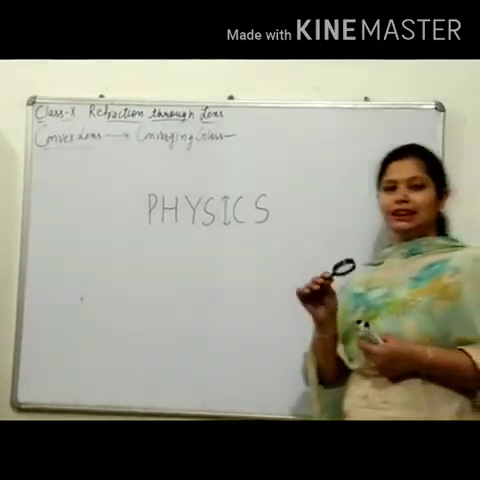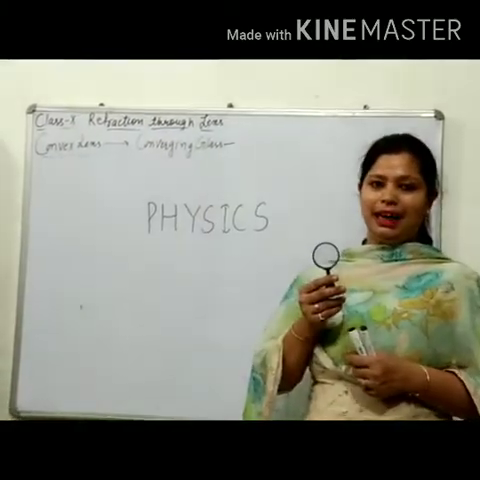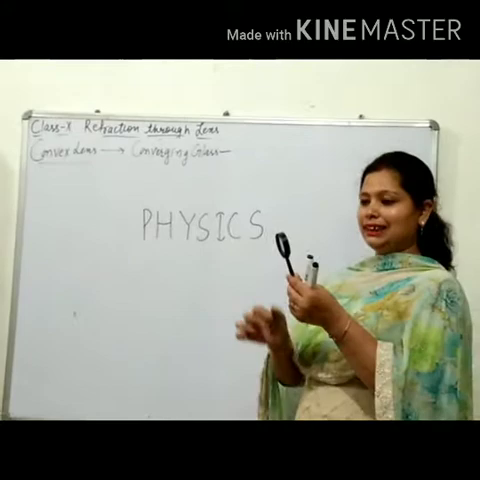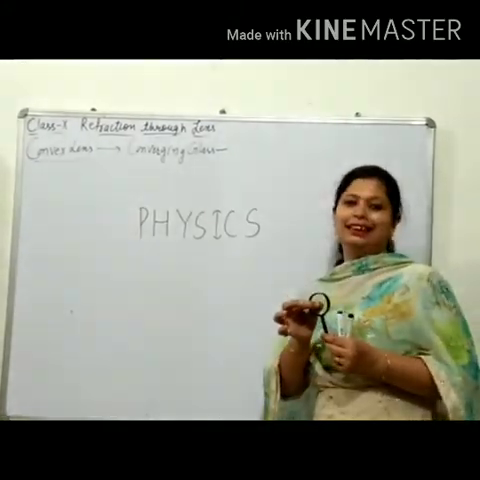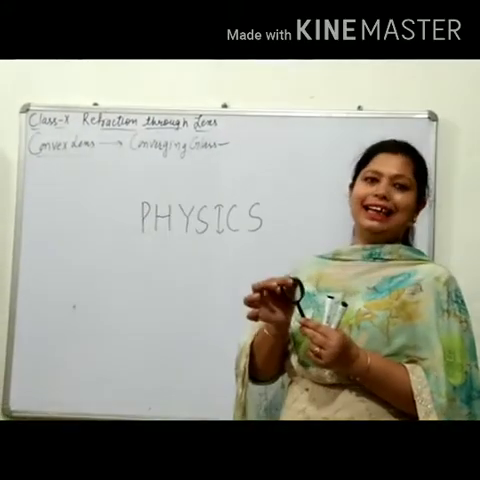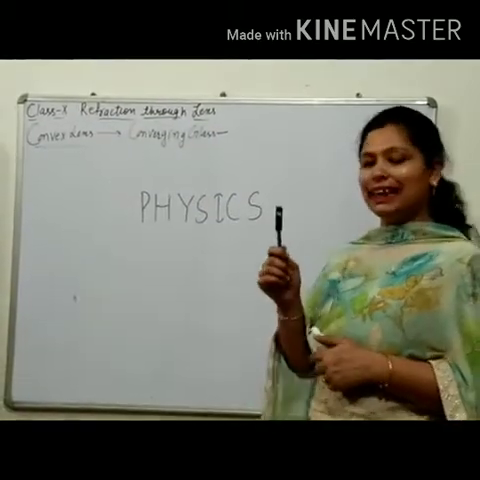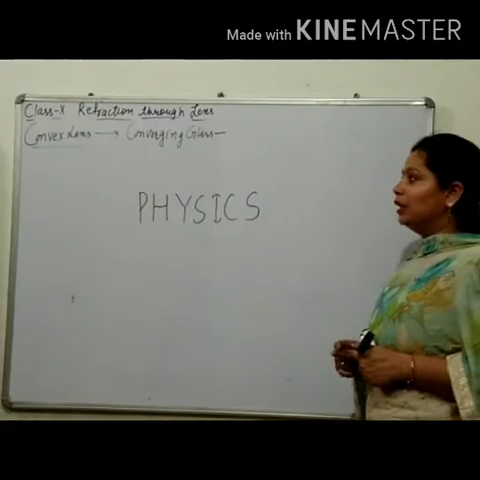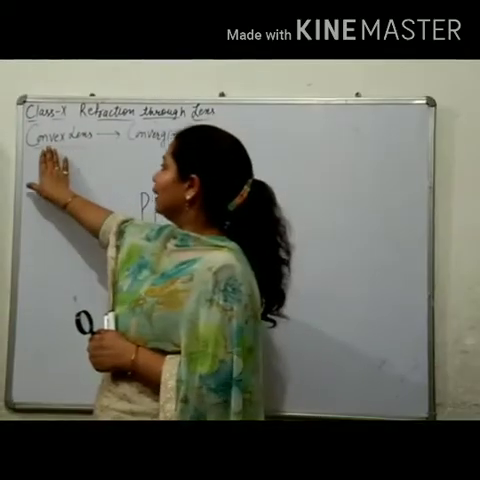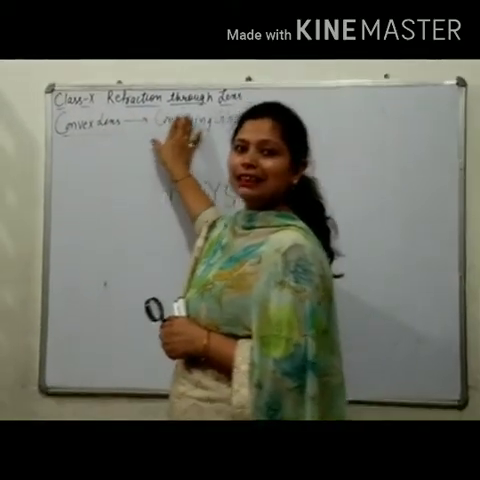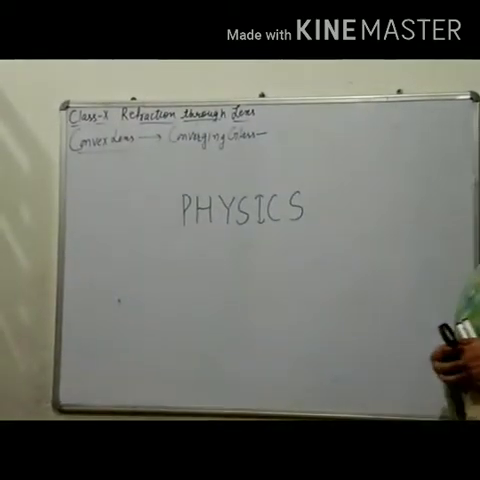Friends, this is a lens I am having in my hand right now. It is thicker at the center and thinner at the edges. It means, as per the previous video's definition, it is a convex lens. And today's topic is to tell you why a convex lens is known as a converging glass or converging lens.